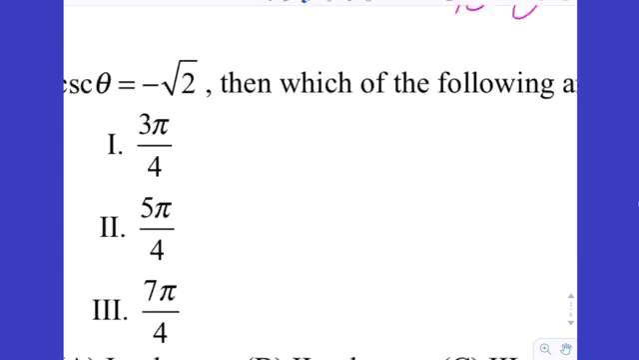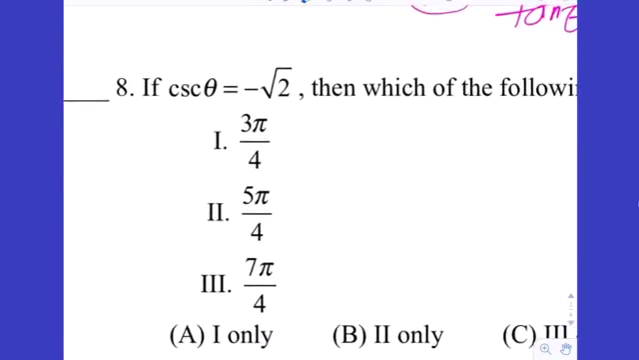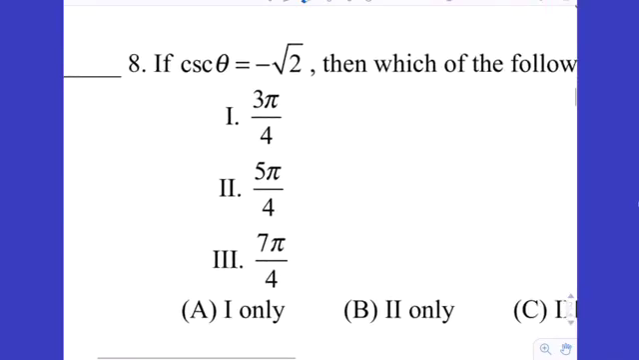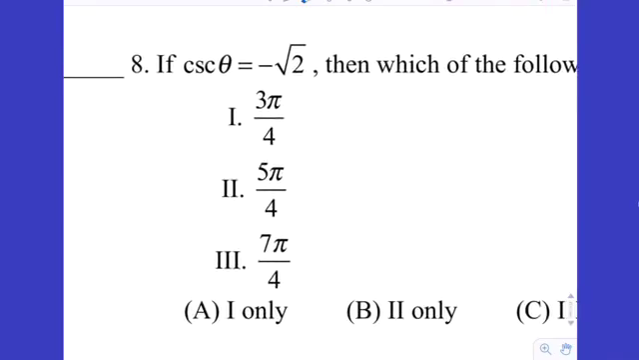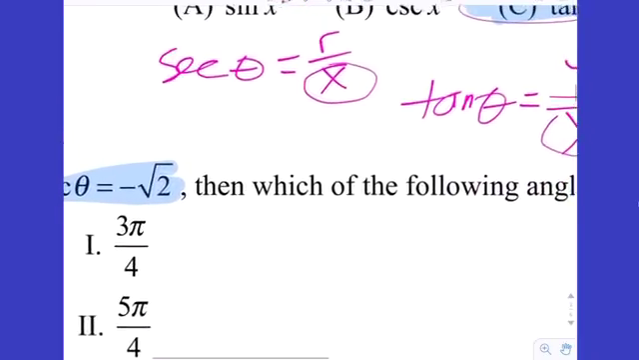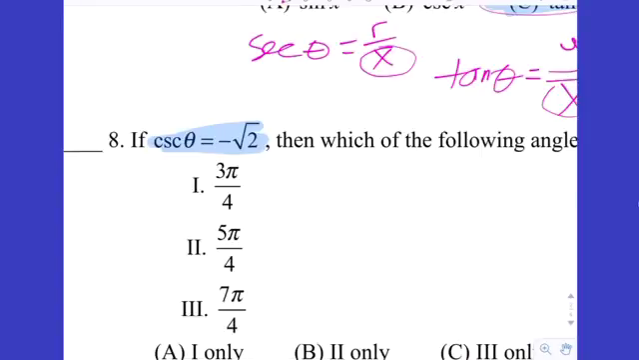All right, letter 8. If cosecant of theta is negative square root of 2, which of the following angles could theta be? Ooh, look at that, another multiple choice question. I like it. So whenever you see cosecant or secant, and you have the ratio, it's a little bit easier to work with their reciprocals. We're more comfortable with sine and cosine, right?